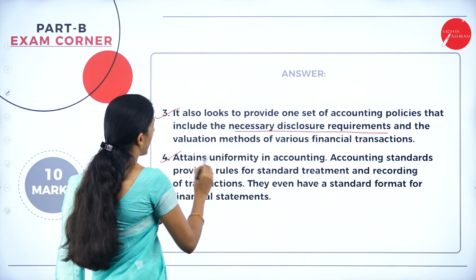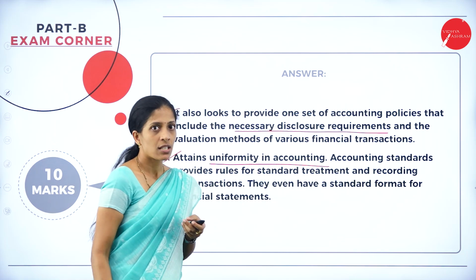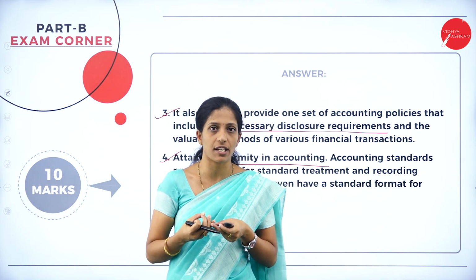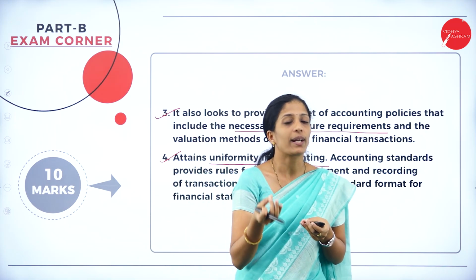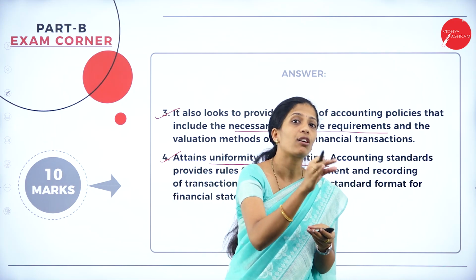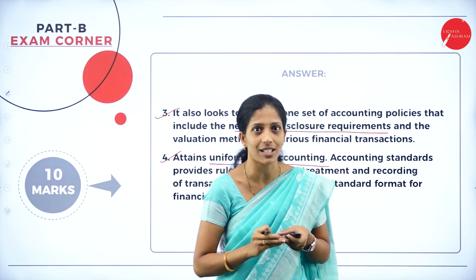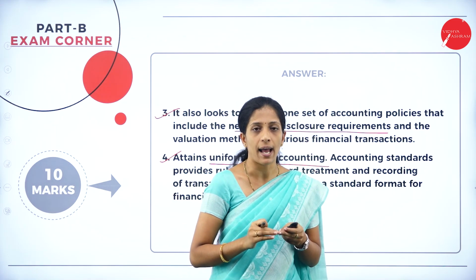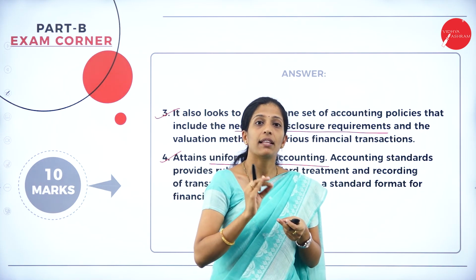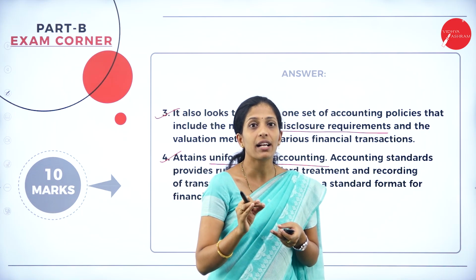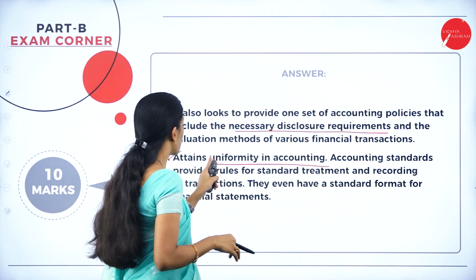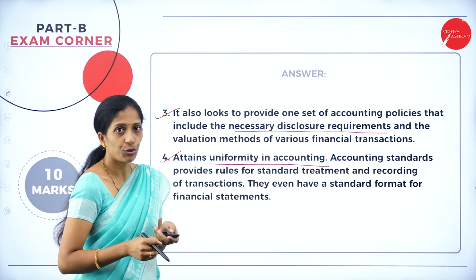And the next one is attains uniformity in accounting. Suppose I am the owner of a particular business organization and I am not following the accounting standards, then I can't compare my accounting result with that of the firm which is following the accounting standards. So, that comparison cannot happen. If all the firms are following the same accounting standards, then the comparisons can be made regarding the financial position of the business. So, this would be the objective in order to maintain the uniformity.